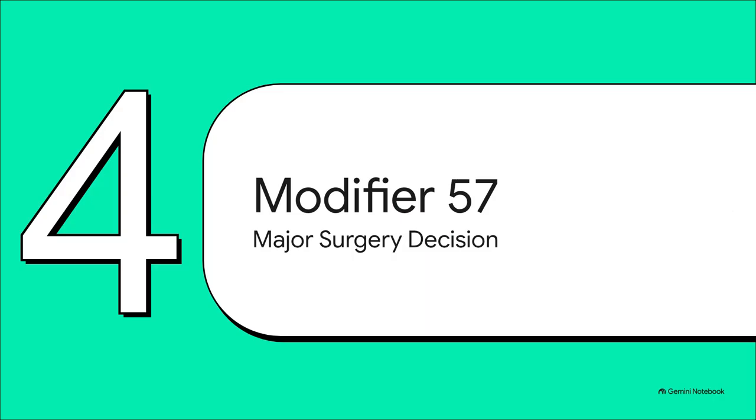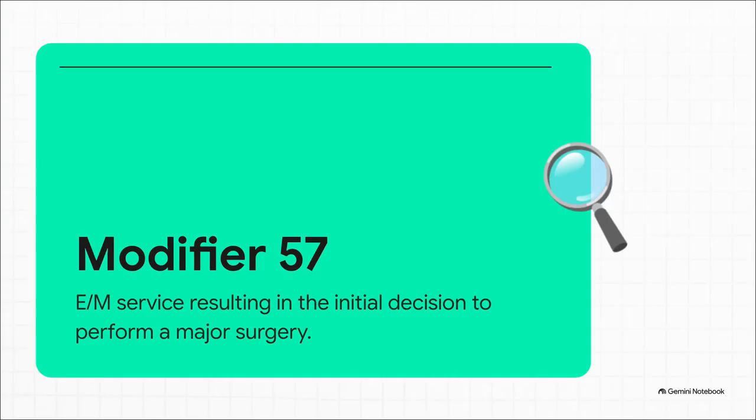That brings us to Section 4, Modifier 57, Major Surgery Decision. Okay, so what if that same-day evaluation isn't just for a minor skin tag? What if it actually results in a massive, life-altering surgery? That's where Modifier 57 steps onto the field.